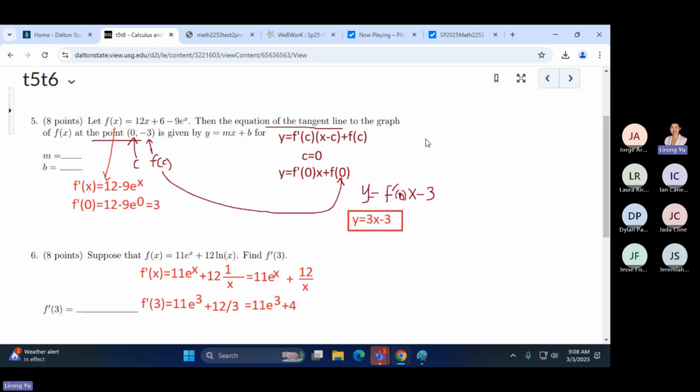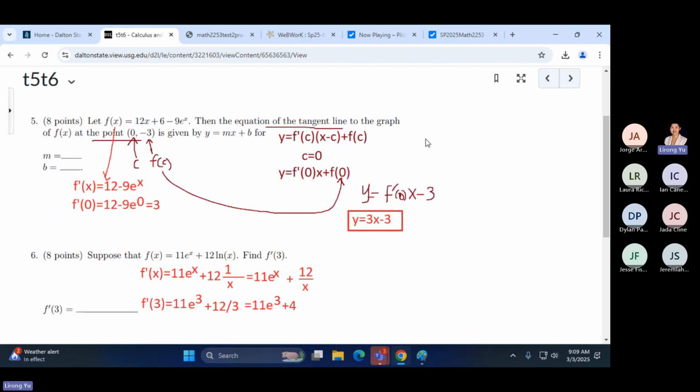Number 6 doesn't have special things. All we have to do is remember how to differentiate exponential functions and logarithm functions. Those are applying the formulas that we learned in 2.3. So that was a 2.3 question. What section is question 5? This one, I think, is also from 2.3.